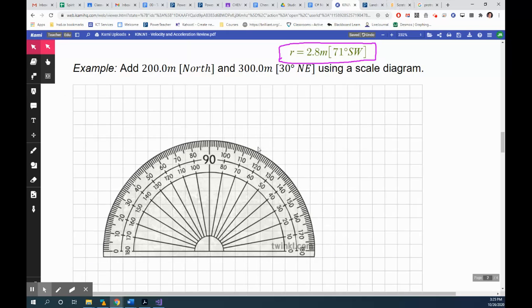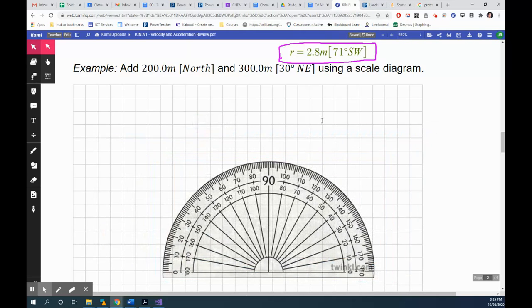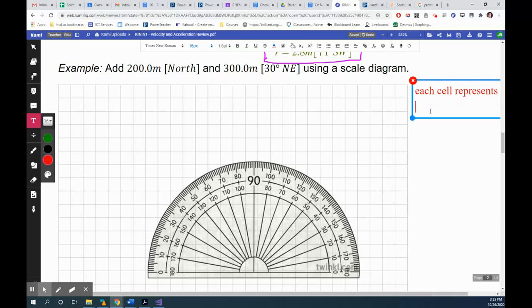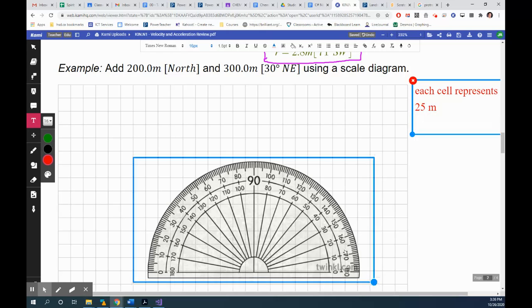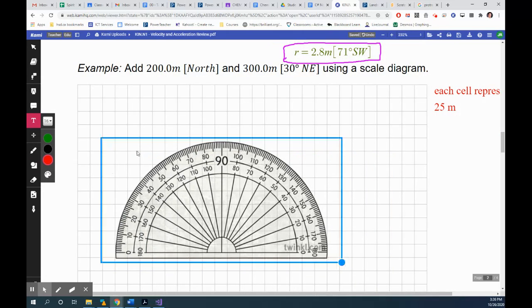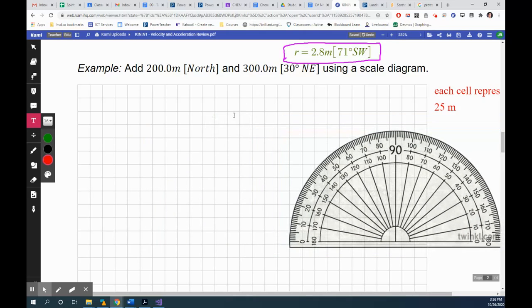And so what we're going to do, you can use this here. So I'm going to say that each cell is 50, or 25. Let's try 25. Each cell represents 25 meters. Cool. And so what that means is we got to draw a bunch of lines. And so here's how you use a protractor. We're adding just 2 vectors. It's 200 meters north and then 300 meters, 30 degrees north of east.